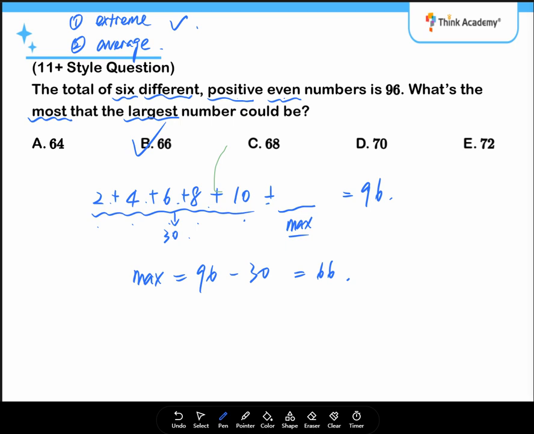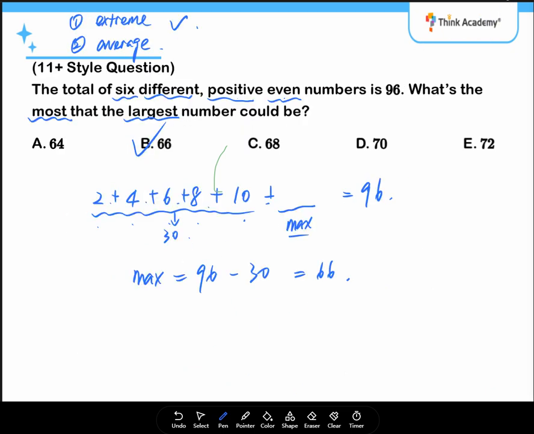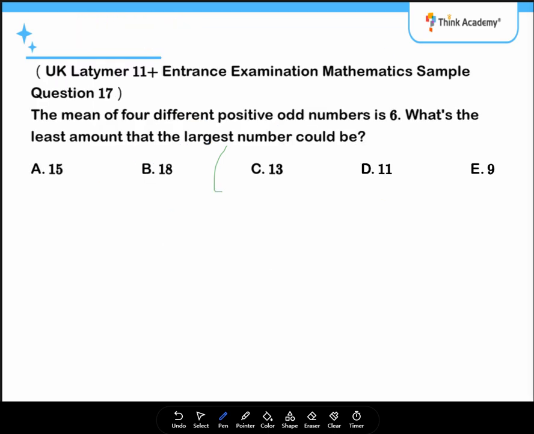Okay, and in this way you can use such kind of method. Method 1 or method 2, both are fine. All right, so now let's take a look. Continue. So here, it's a real 11 plus question.